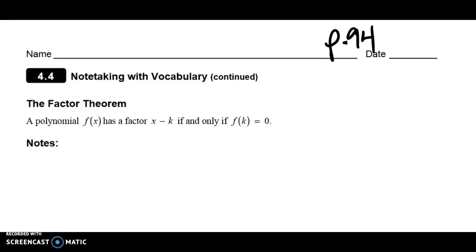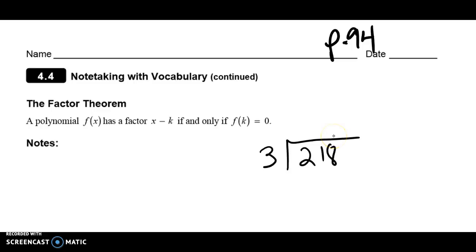To finish up 4.4 notes, we're going to be looking at the factor theorem, which you can see here in your journal, page 94. What I want you to think about is deciding whether a number or expression is a factor of a polynomial. For instance, if I ask you, is 3 a factor of 218?